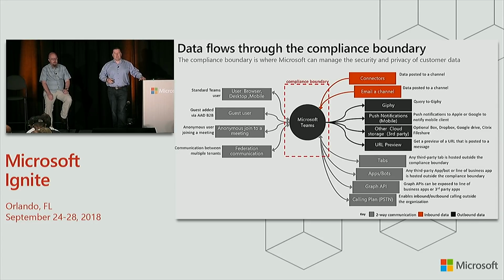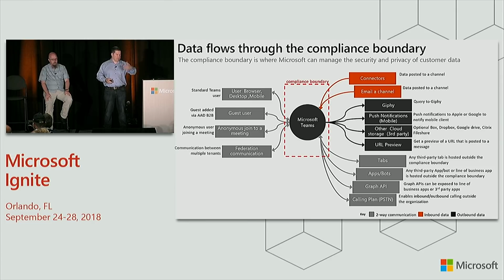Tabs, apps, and bots. Certainly we have first-party ones, but there's also third-party that can be hosted anywhere. A bot could be hosted, frankly, anywhere in the world. So again, deciding whether that's important to you or not, and we do provide the ability for you to enable or disable those. Graph API is a way to access data. I think you've probably talked about this in many other sessions, but this is controlled by Azure Active Directory. So you can enable or disable scopes for which apps have access to those APIs. But again, these are all things as an administrator that you need to be aware of.